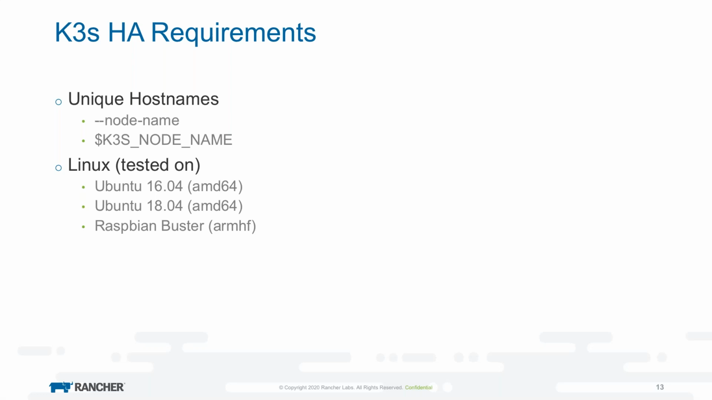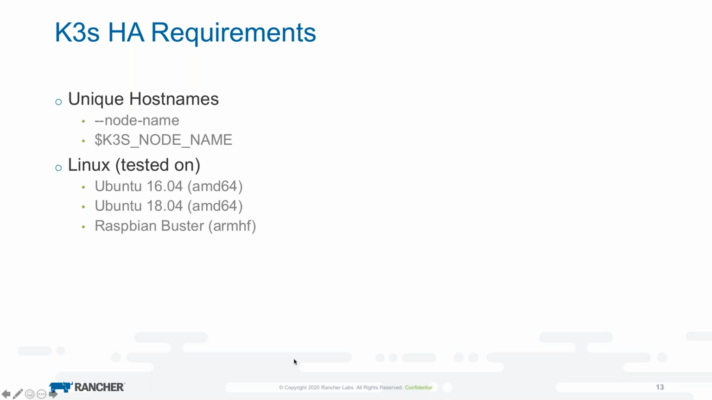So some of the requirements for running K3s in HA: you need unique host names. If you don't have unique host names, let's say you have a bunch of Raspberry Pis, you have an SD card image, and you don't change the host name on those, you could still run this. Of course, you're going to be addressing those with IP addresses to shell into them for SSH, but if you add the --node-name flag or the environment variable K3S_NODE_NAME, you can actually get K3s working even though they don't have unique host names in your environment.